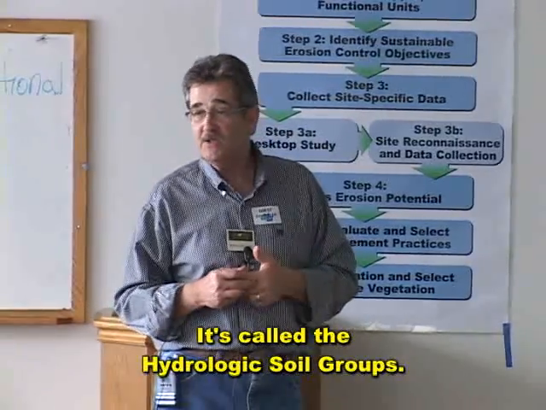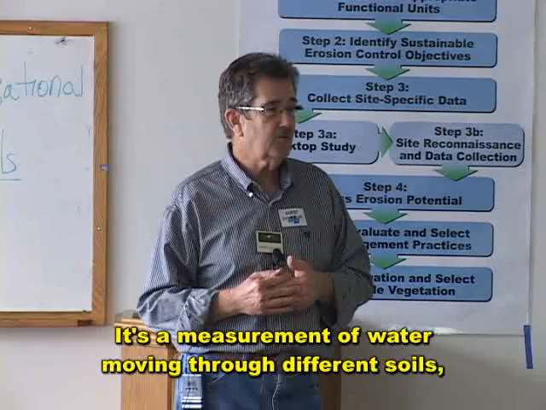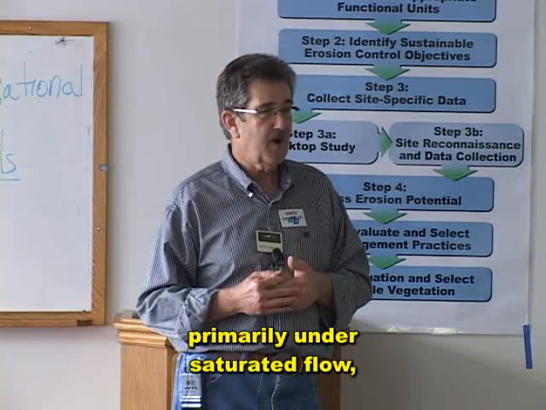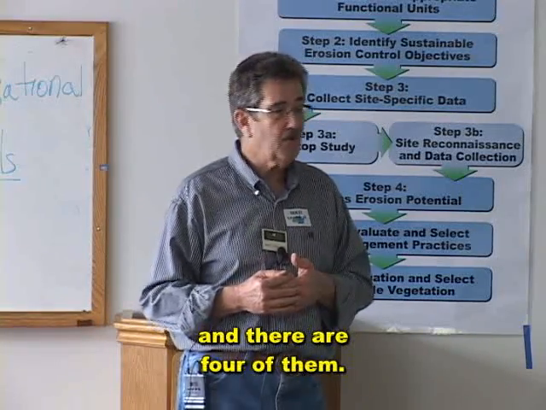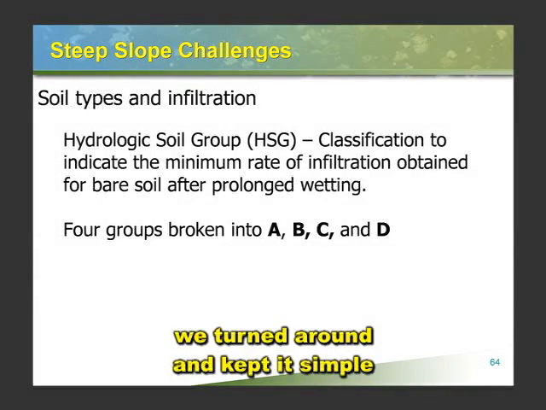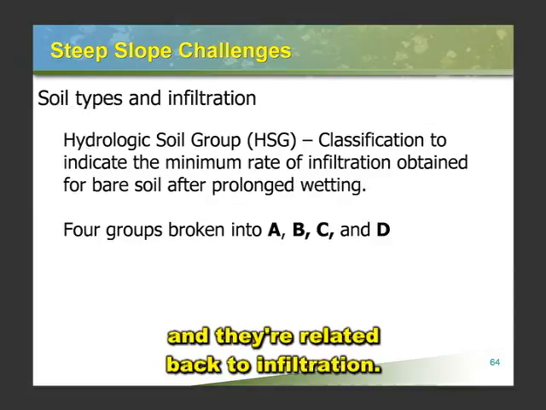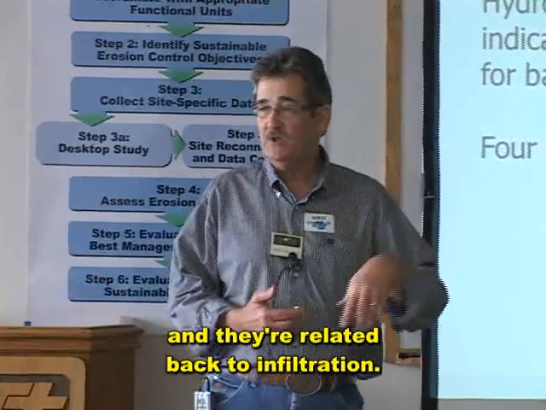It's called the hydrologic soil groups. It's a measurement of water moving through different soils, primarily under saturated flow. And there are 4 of them. And luckily, good old soils people like myself, we turned around and kept it simple and called them A, B, C, D. So these are the 4 different hydrologic soil groups, and they're related back to infiltration.